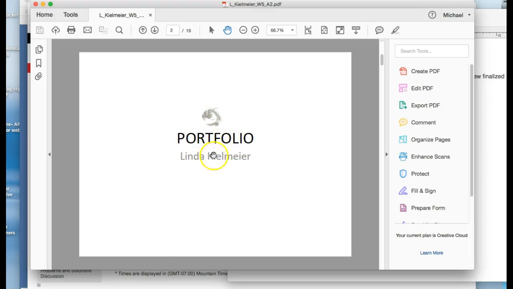I suggest creating a logo, either LK with your mark, or Linda Calamar Design, somehow working the mark in. Do you see what I'm saying? And you don't have to say portfolio. I mean, pretty much everybody knows what they're going to be looking at when they begin to view your portfolio. So let's move on to the next page.